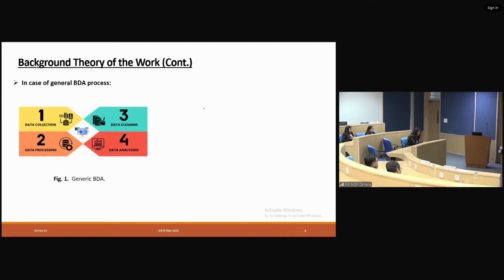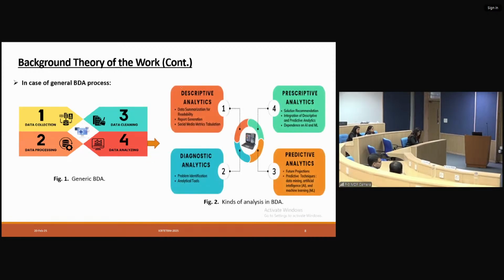This is the BDA process, which includes data collection, data processing, data cleaning, and data analyzing, where the data analyzing section has some kinds, which can be descriptive, diagnostic, predictive, and prescriptive.